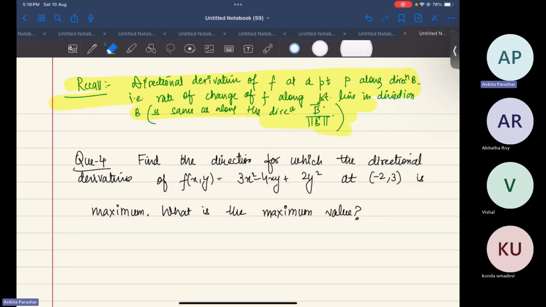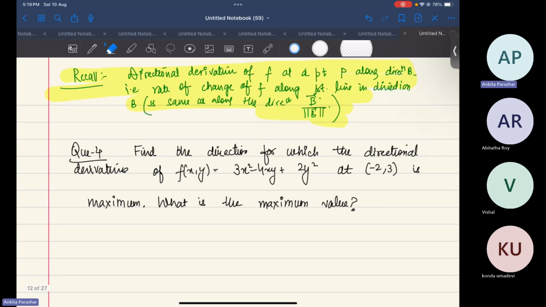So I have written at the top the directional derivative of a function at a point along a direction, that is, the rate of change of the function along the line in the direction of v. But of course, the direction is not going to change if I change my vector to be b by norm b, right? So I want to take the dot product of the gradient with not just any vector, but a norm one vector.